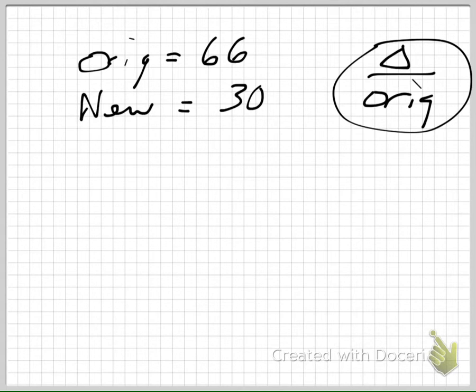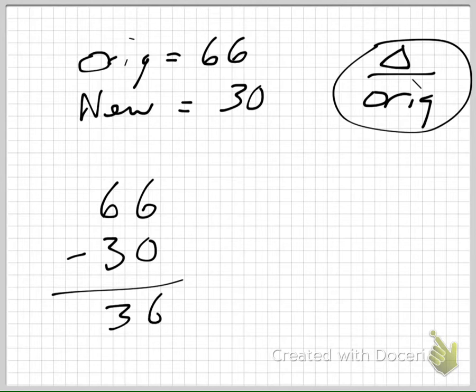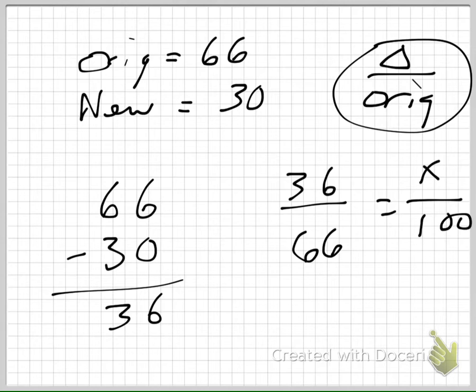So how much did it change? It didn't change 6. It changed 36, right? I mean, it was 66, and now it's 30. How do I know what it changed? 36, right? So 36 over, what was the original? 66. And now that I have this, that's the answer, but I have to turn it into a percent. So I go, 36 over 66 is what percent? Right?